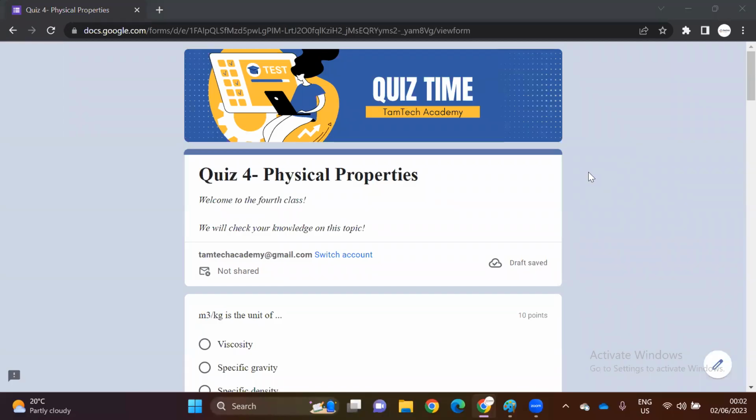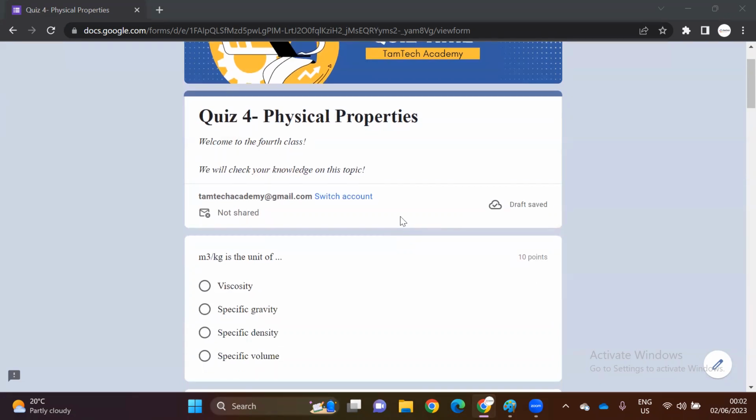Good day to all. Today we are going to discuss quiz 4, which is about the physical properties. In this class, we have discussed some physical properties such as density, compressibility factor, specific gravity, specific volume, viscosity, and this type of properties. And in this class, we'll discuss some questions and also give some basic explanations to the questions, like in terms of the practical side view.